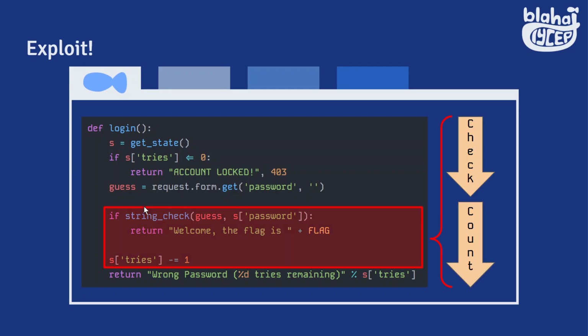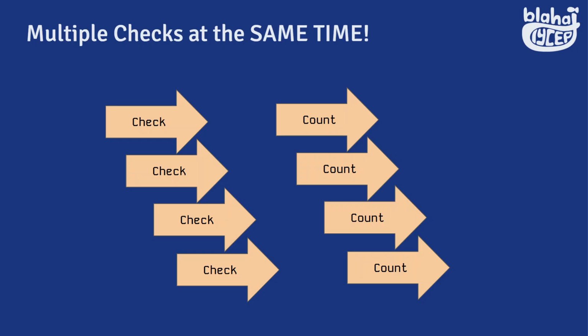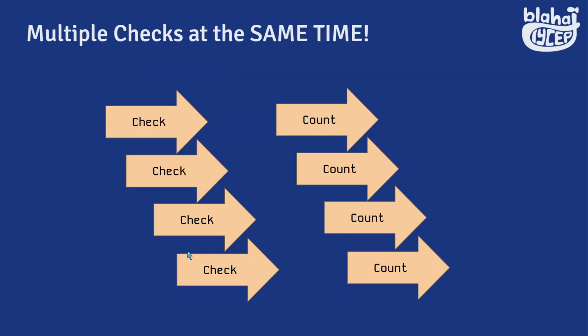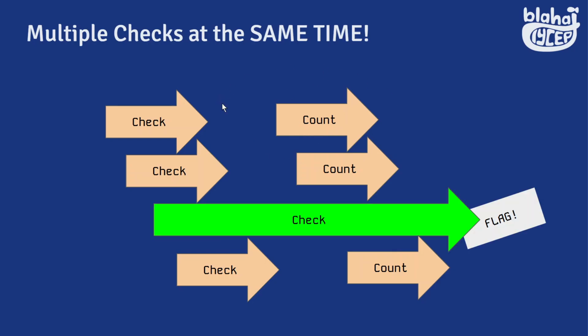So it will look something like this, where I do my check before I update my account. What if I spam checks? Multiple checks at the same time. Doesn't sound very good. And it isn't, because I can basically bypass this tries equal to 0 check, because it hasn't even updated yet. It's still checking, right? I check my first password, I check my second password, I check my third password. The count still hasn't updated. And if any one of them is correct, I just cut through all of it and I get the flag. Wow. So that's a very bad handling of the situation.